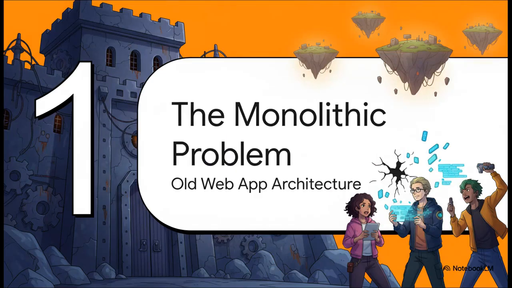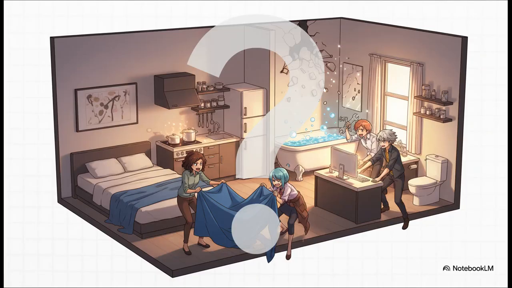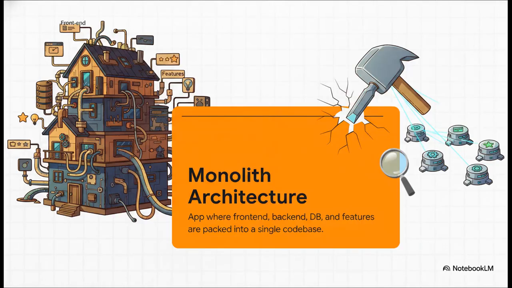Starting off with Section 1, the monolithic front-end problem. Imagine building a house, right? But it only has one giant room. Your kitchen, your bedroom, your bathroom, they're all just mashed together in this one space. So what happens when you decide you want to renovate the bathroom? If everything is packed together like that, changing one small detail forces you to practically tear apart the entire structure. You've got to move the bed, cover the stove. Actually, scratch that. You practically have to rebuild the whole house. It's a total nightmare.